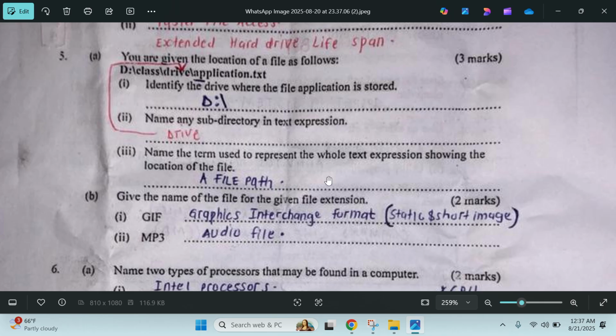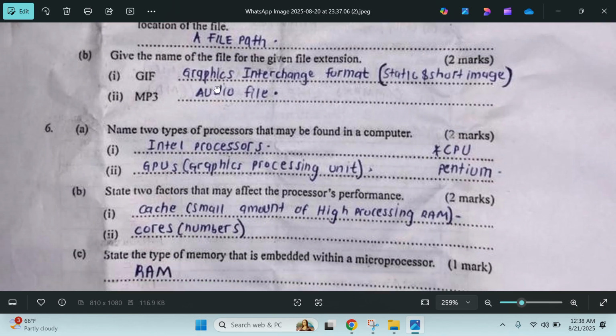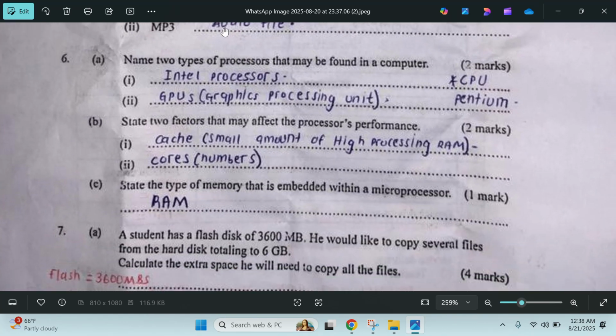Give the name of the file for the given file extension. So GIF is just a graphics interchange format. The name of the file can be a static image or a short image. A GIF, a slow motion image, a small image, static image, or a short image. So GIF, graphics interchange format, is an extension holding that file. A static image, a short image, a slow motion image, and then MP3, that's an audio file, as we head to number 6 of the same paper.